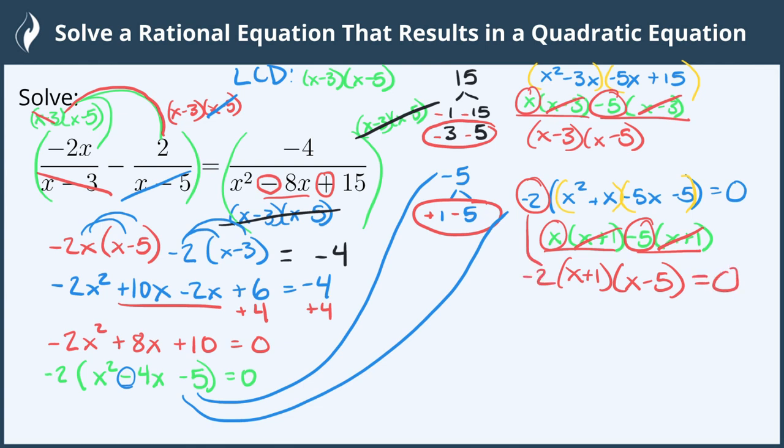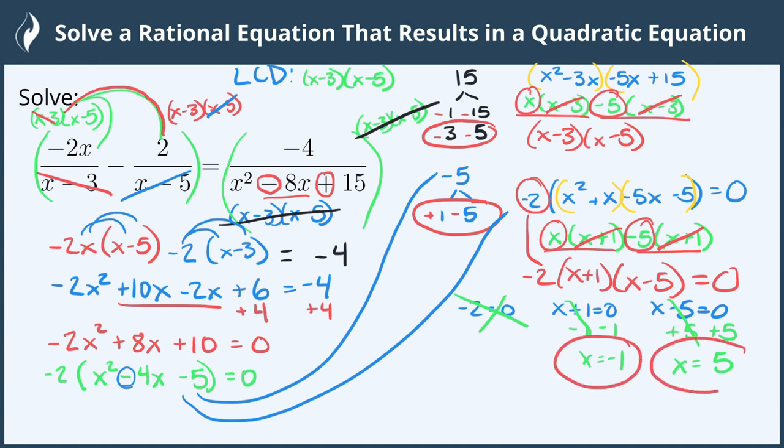And this equals 0. Now we can use the zero product property by setting all of these factors equal to 0. Negative 2 equals 0, x plus 1 equals 0, and x minus 5 equals 0. Negative 2 does not equal 0, so this is not a solution. And we can subtract 1 here so that we get x equals negative 1. And add 5 here so we get x equals 5. It looks like we have two answers, x equals negative 1 and x equals 5.